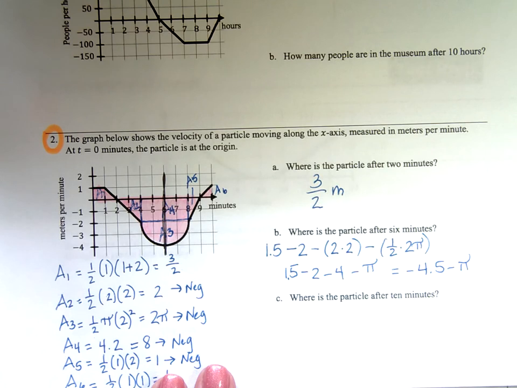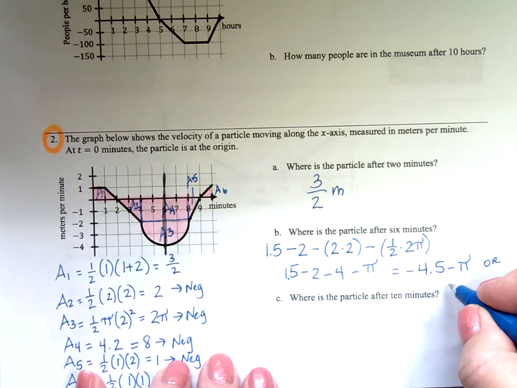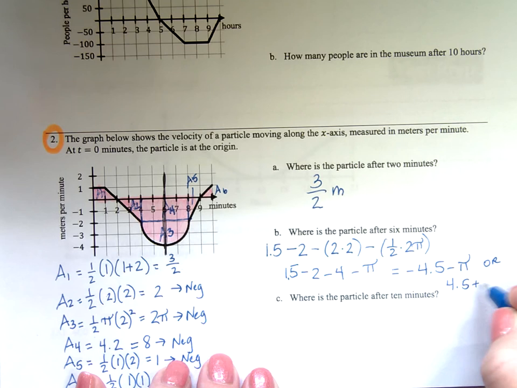All right, that's it. Sometimes the book said this. I don't know if you like this or not. They factored out the -1, and they said 4.5 plus pi meters left. We should put our meters with this too.